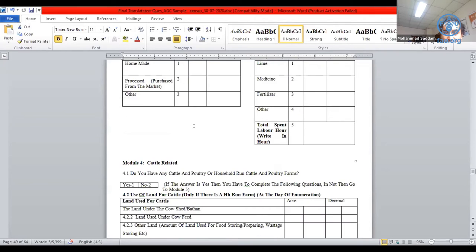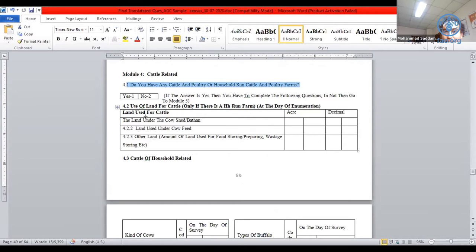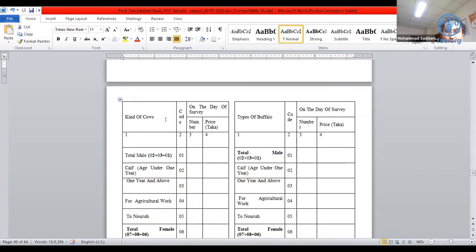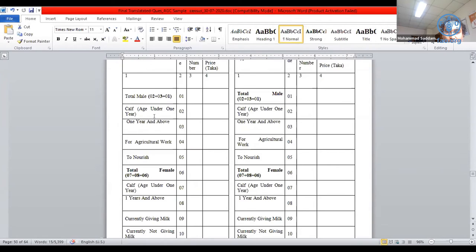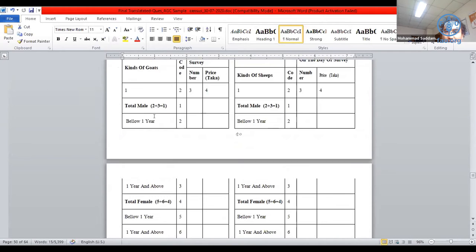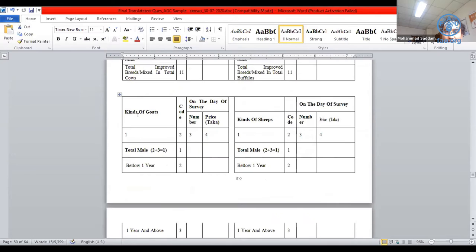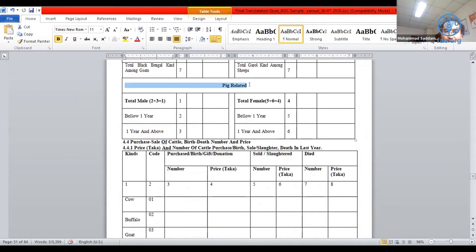Module 4, the cattle related. Do you have any cattle and poultry or household run cattle and any poultry farm? This is the first question, 4.1 in this module. Then 4.2, use of land for cattle. And then cattle of household related, 4.3. Different types of cows, this is native cows. Yeah, horse, sheep, all those. And then kinds of goats. And on the right side, you can see the kinds of sheep. Then this is pig related.